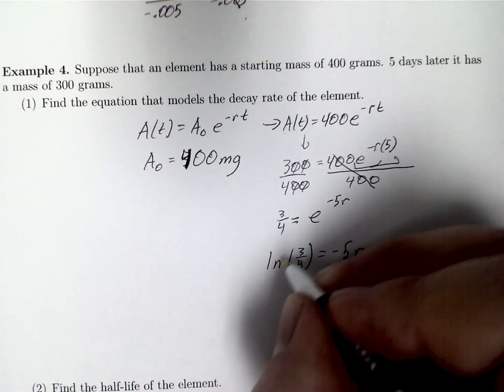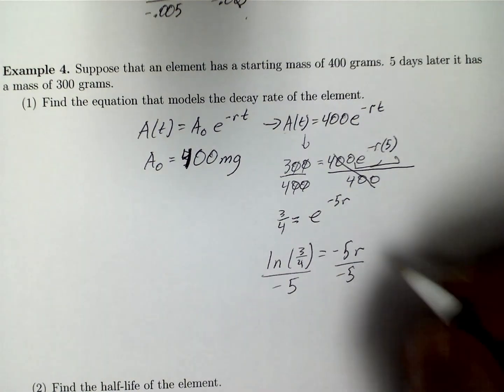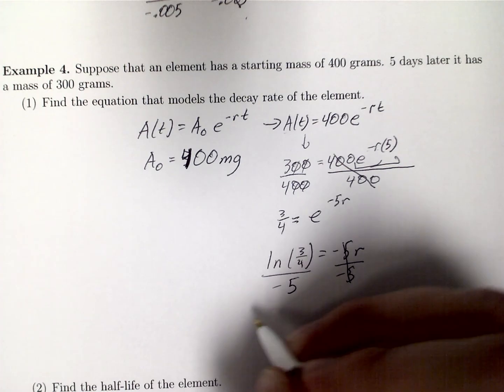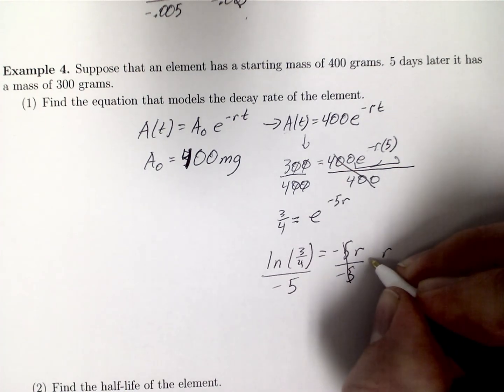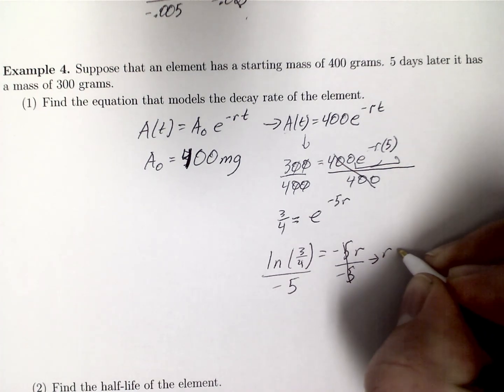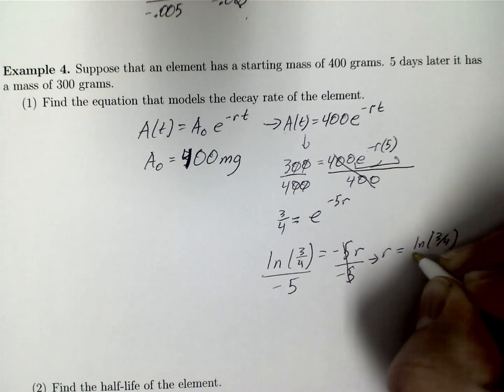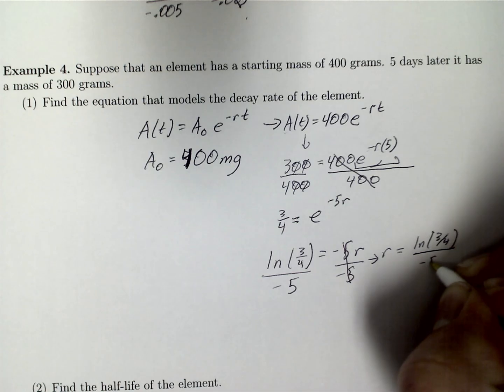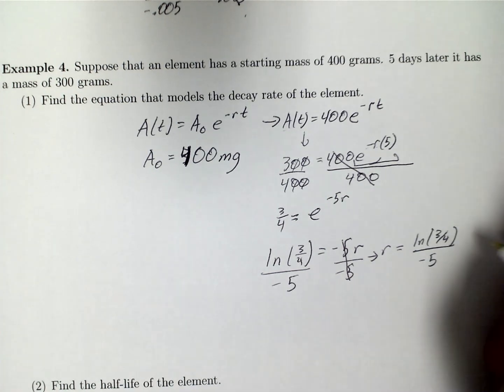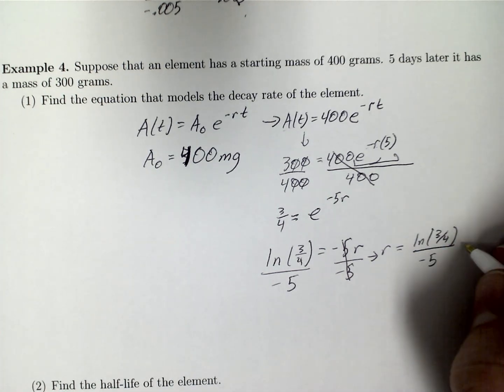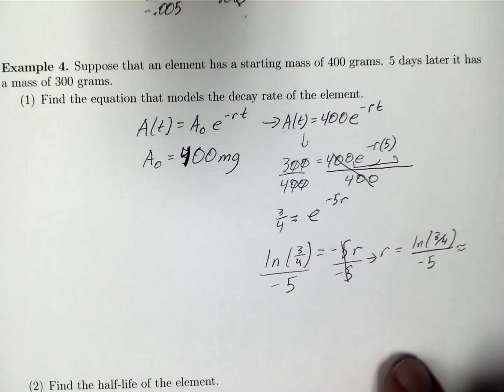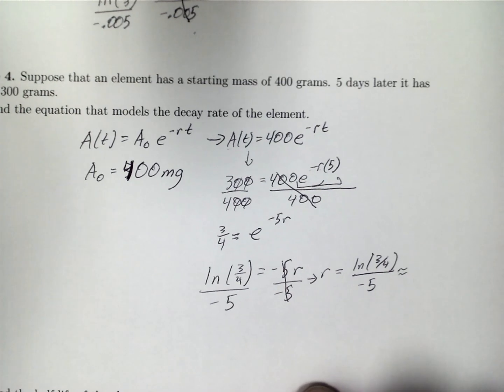So divide by negative 5. And we have r is equal to ln of 3/4 divided by negative 5. Or we can put the negative out in front. Probably should have done that. But this is approximately what? Well, again, we're going to have to use our calculator.